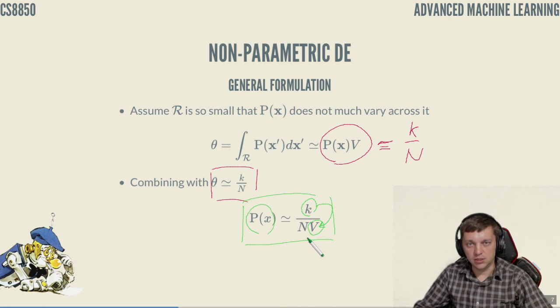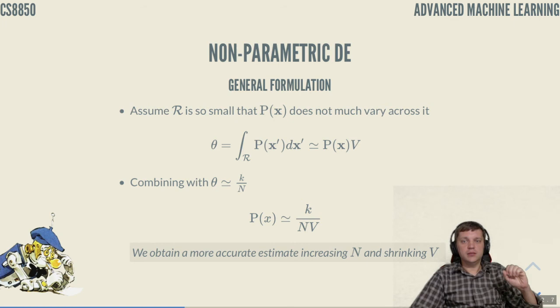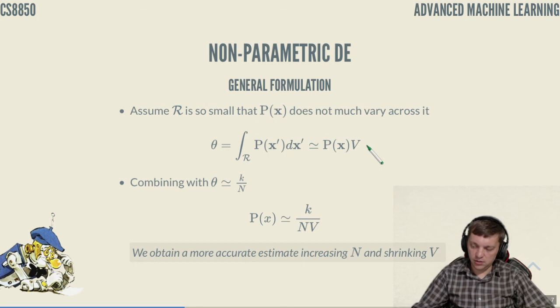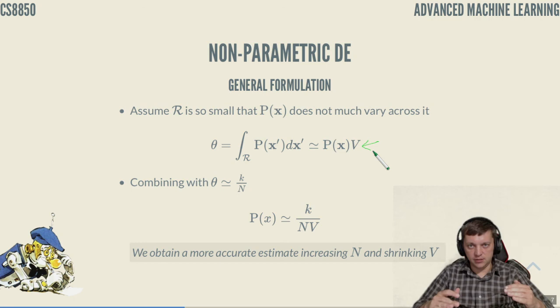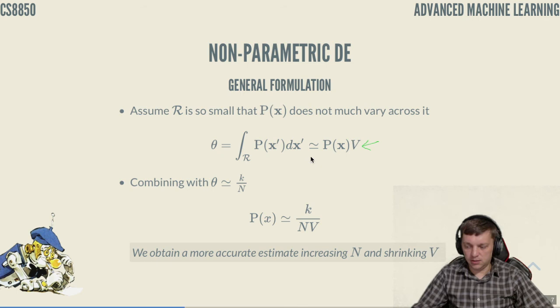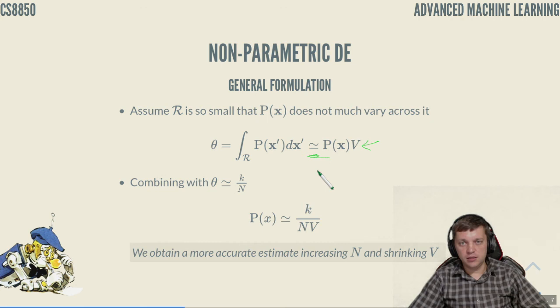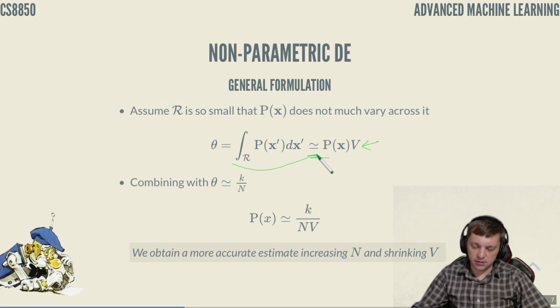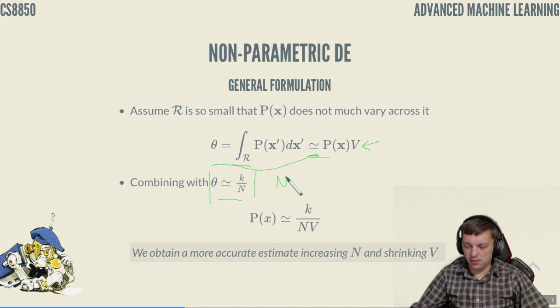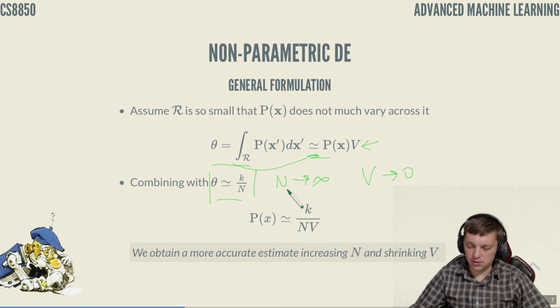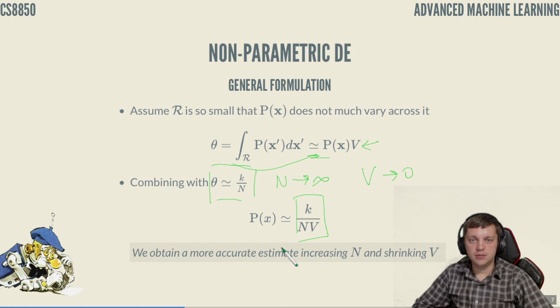So with this we obtain a more accurate estimate by increasing n and shrinking v. We need to shrink v small enough that we can assume the probability density is flat or unchanging within this volume. Then we are kind of guaranteed that we're not too far off when we're approximating theta, or actually when we're approximating this integral. And yet for this to be a good approximation, n needs to go to infinity. So v needs to go to zero and n needs to go to infinity. Then this will be a good estimate of our probability density of the data.